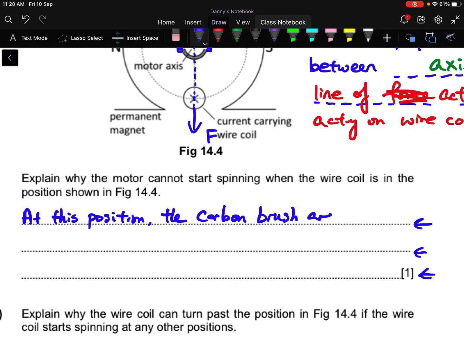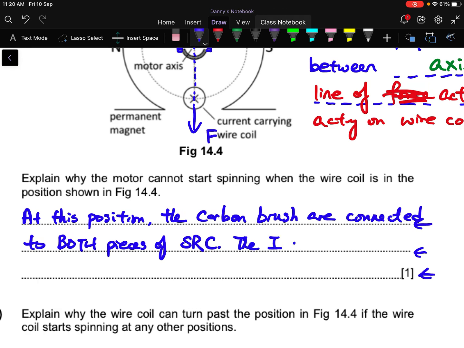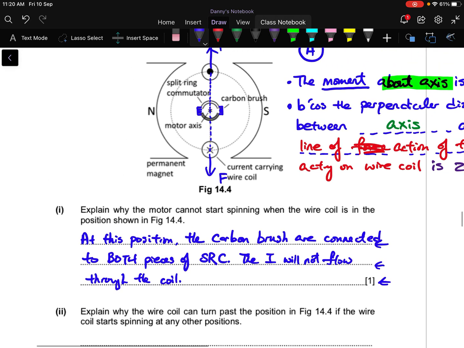the carbon brush are connected to both pieces of split ring commutator, and as a result, the current will not flow through the coil.